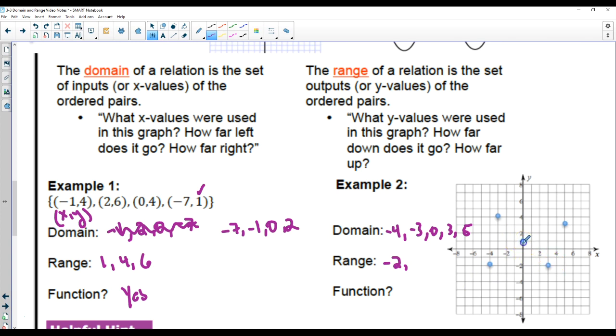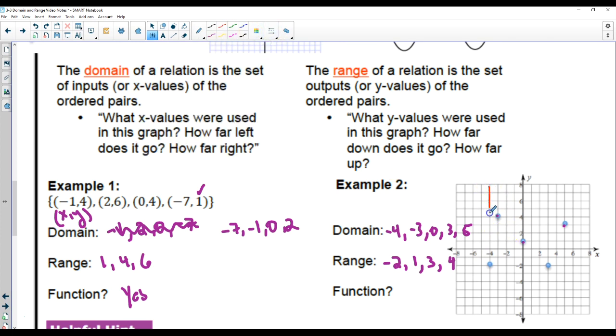The next Y value I see is 1. So I list that, and then I've got one here with a Y value of 3, and one with a Y value of 4. Again, I had some repeating offenders on my range, but the X value, I can draw a vertical line through each of these ordered pairs. Let me go ahead and do that for you.